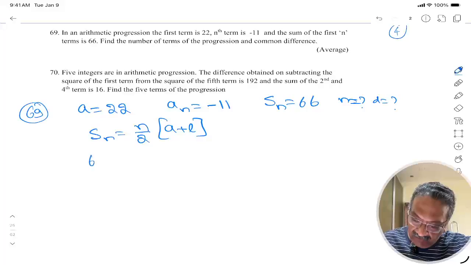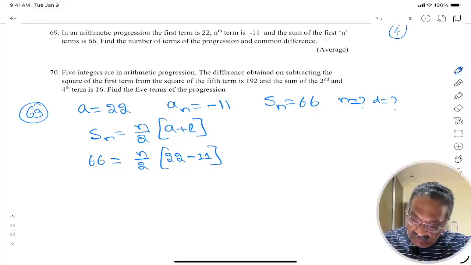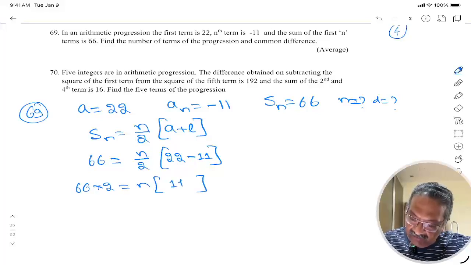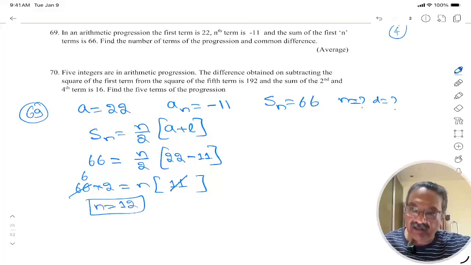Therefore, we have Sn, which is 66, is equal to n by 2 into A is 22 and last term is minus 11. So, we have 66 into 2 is equal to n into 22 minus 11, which is 11. 11 ones are 11, 6 twos are 12. So, n is equal to 12. 12 number of terms are there.